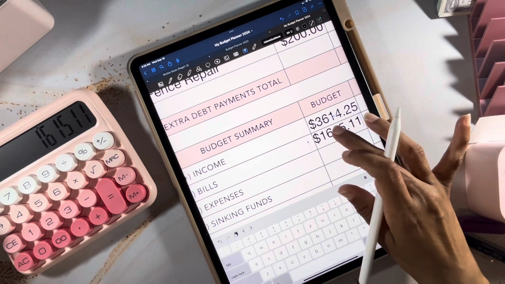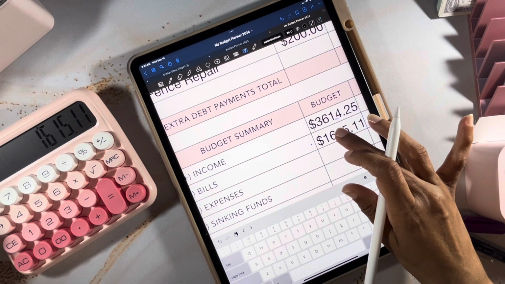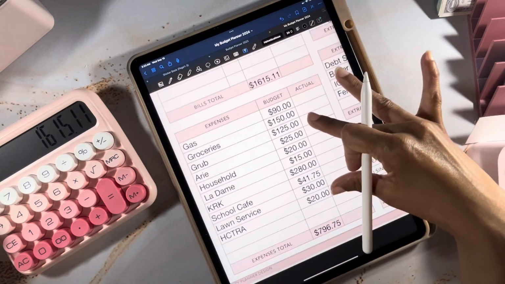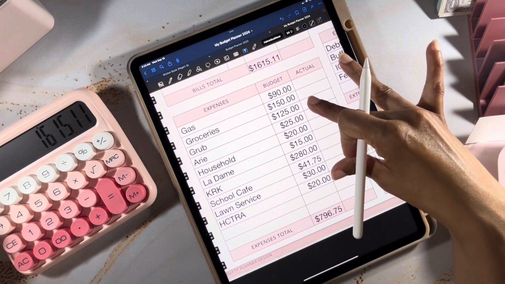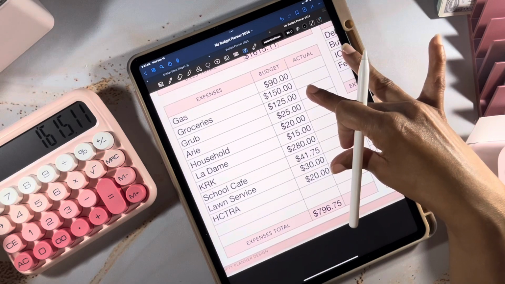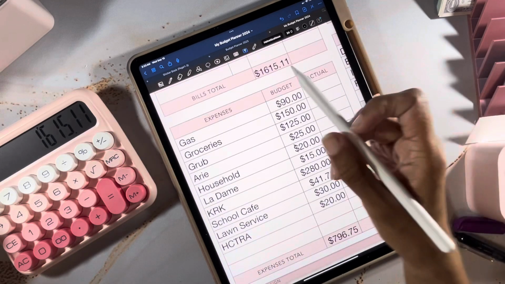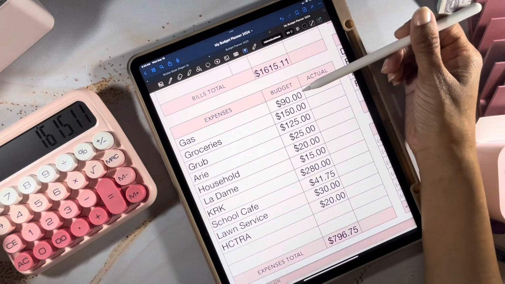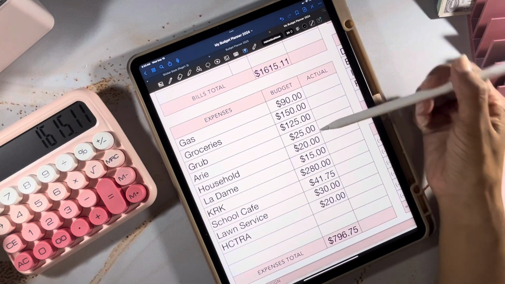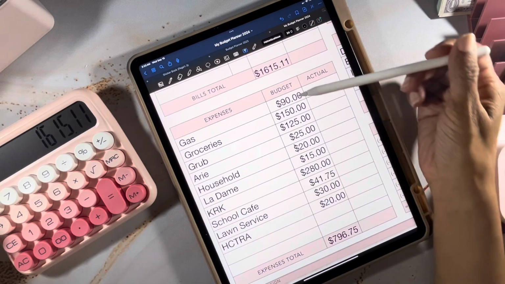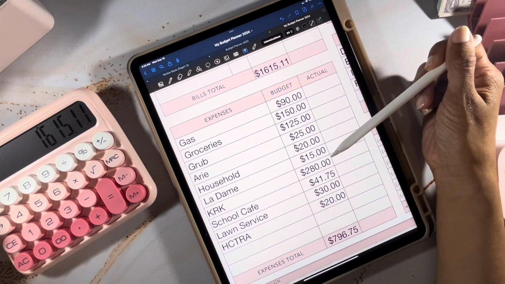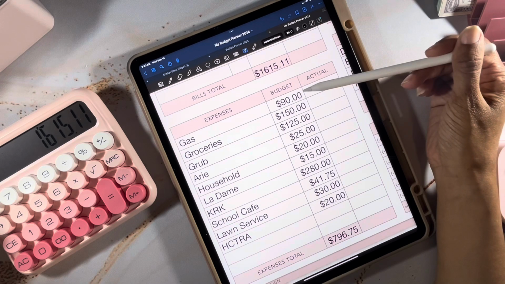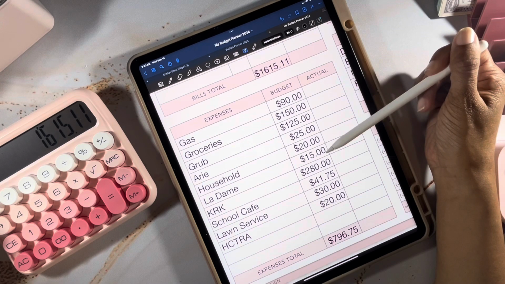Okay. All right. So now let's go to my expenses. The first set of 6 expenses are my cash wallet. These first 6 right here is the money that I put into my cash wallet. I haven't modified or changed anything here, so this is all the same.